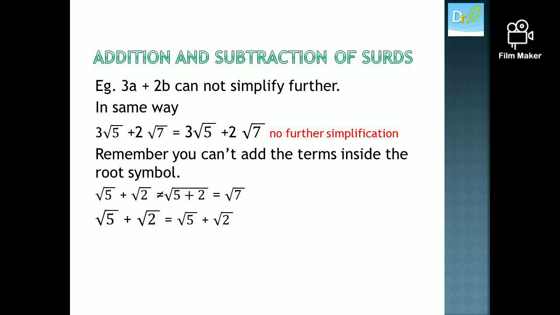Some students misunderstand that if you want to add root 5 plus root 2, they write it as root 7. That is exactly wrong. As I mentioned in the previous slide, you cannot add or subtract the terms inside the square root. So if you want to add root 5 plus root 2, you cannot simplify further. What is the reason? Because the terms inside the square roots are different, root 5 and root 2. Therefore, you have to keep the final answer as root 5 plus root 2.